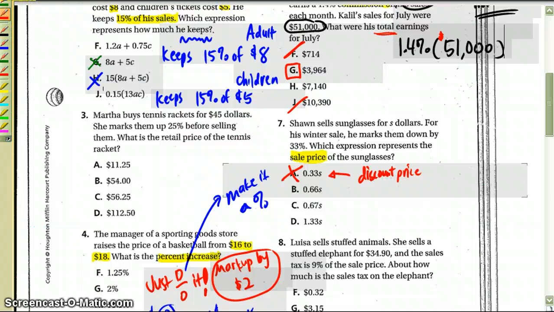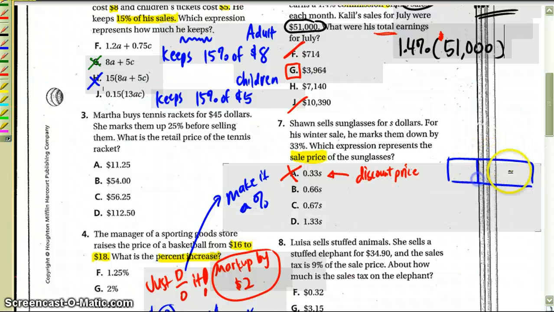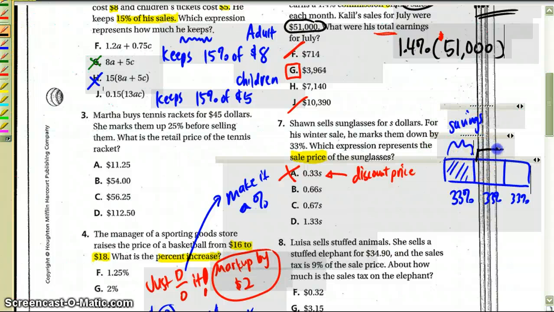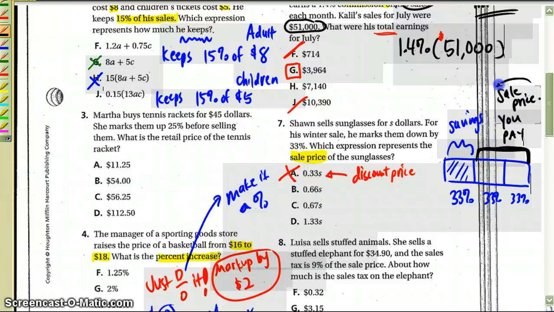But which one is the sale? The sale, remember, like in the bar, if I show you a bar, if I were to divide it into 3 pieces and each was 33%. One bar represents the savings. Remember that? Which means that the other part that is not colored in is what you pay. What you pay is called the sale price. So what is the percentage that they pay? It's not going to be 33%. It's going to be the other percentage. Now, that is going to give us the letter C.